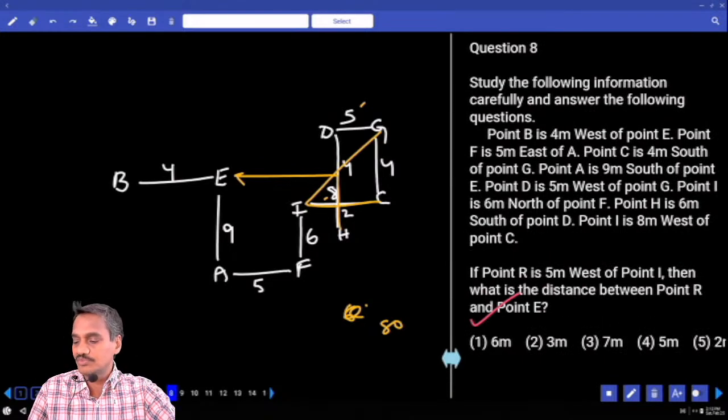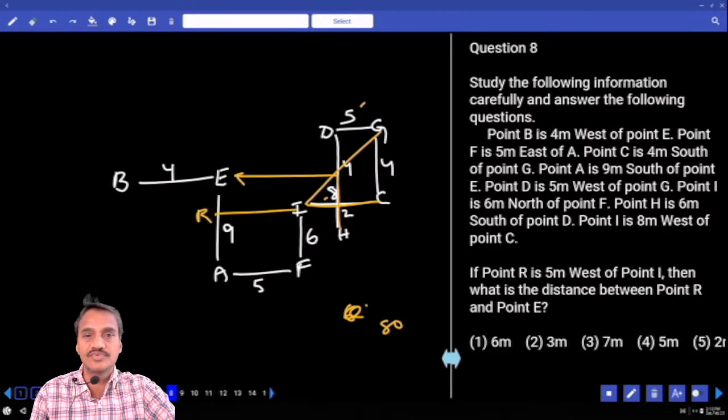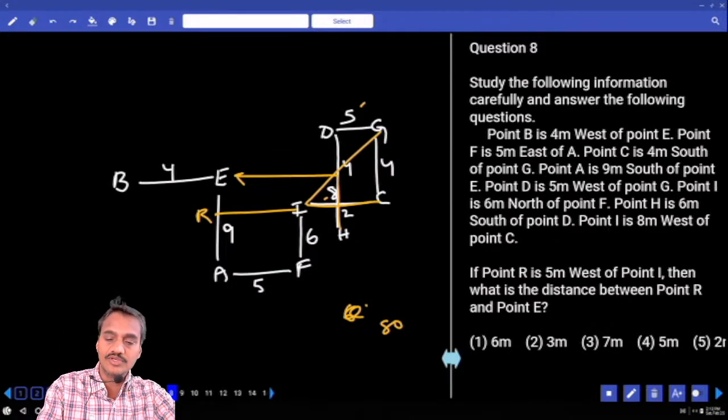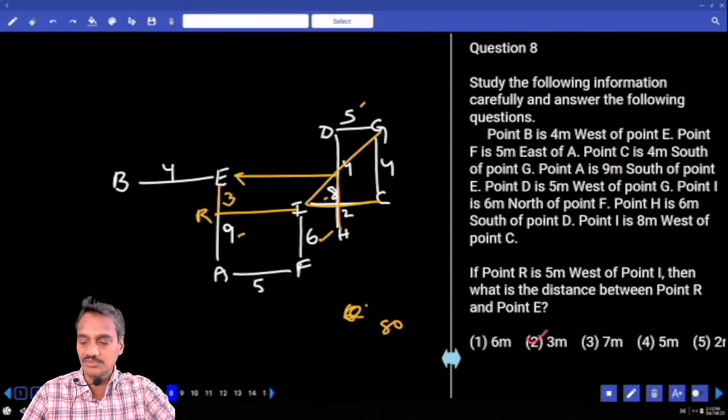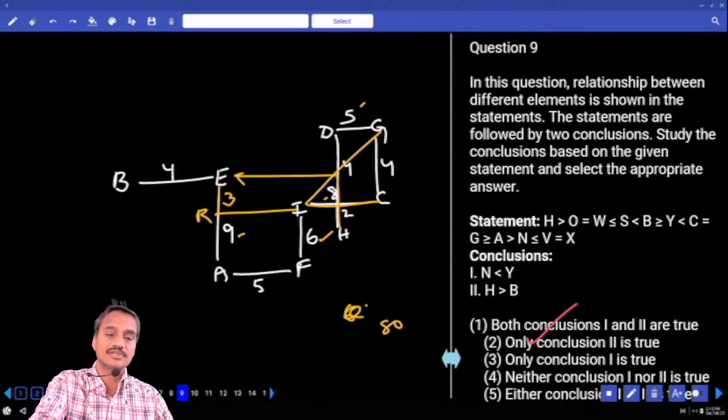And if R is 5 meters to the west of I, exactly on the vertical line of E and A, then what is the distance between R and E? Now we need to find out this distance. Out of this total line, 6 is already covered. Now we have left with how much? 3 more. 3 meters, that is choice 2, question number 8. Sarpayindi? 6 to 8. Then coming to question number 9 onwards.